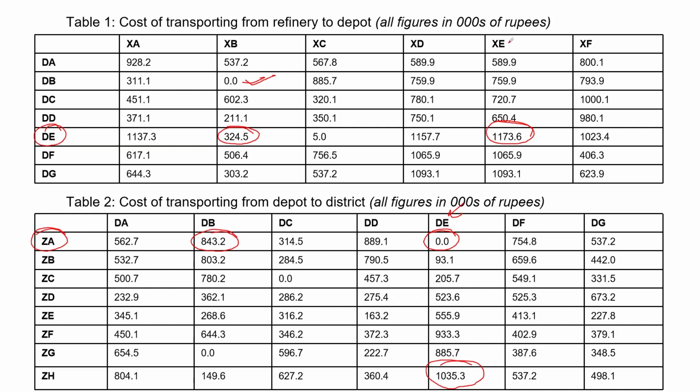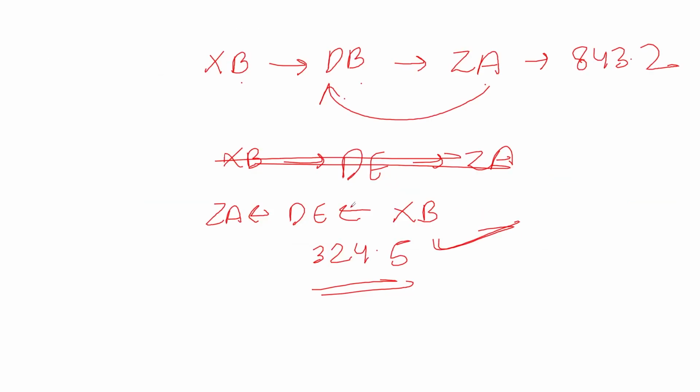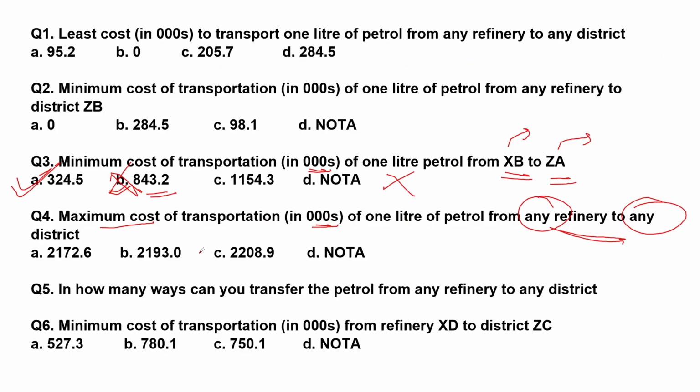And what is the route? It will go from XE to DE and from DE to ZH. So if I sum them up, let's sum them up quickly. So when you sum it up, you get 2208.9. So that is the correct answer.